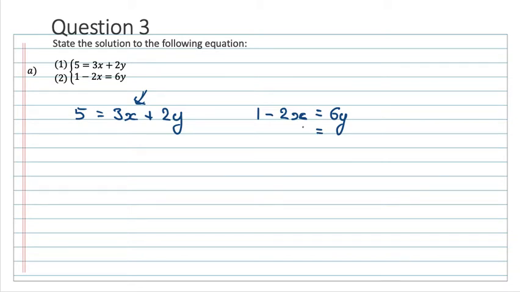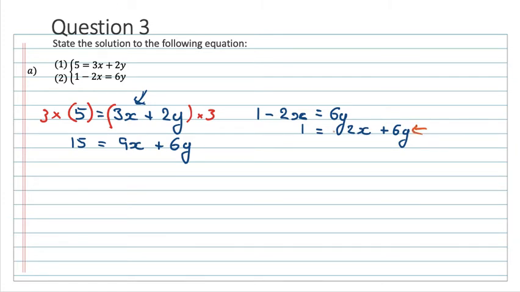So we'll say 1 equals 2x plus 6y. Now we need to make them such that they are common. So what I'm going to do is multiply both of these by 3, both these sides by 3. And then we'll get a common coefficient of 6 in front of the y's. And going down, we'll get 15 equals 9x plus 6y. Now let's just say that this equation here is now going to be written in orange.